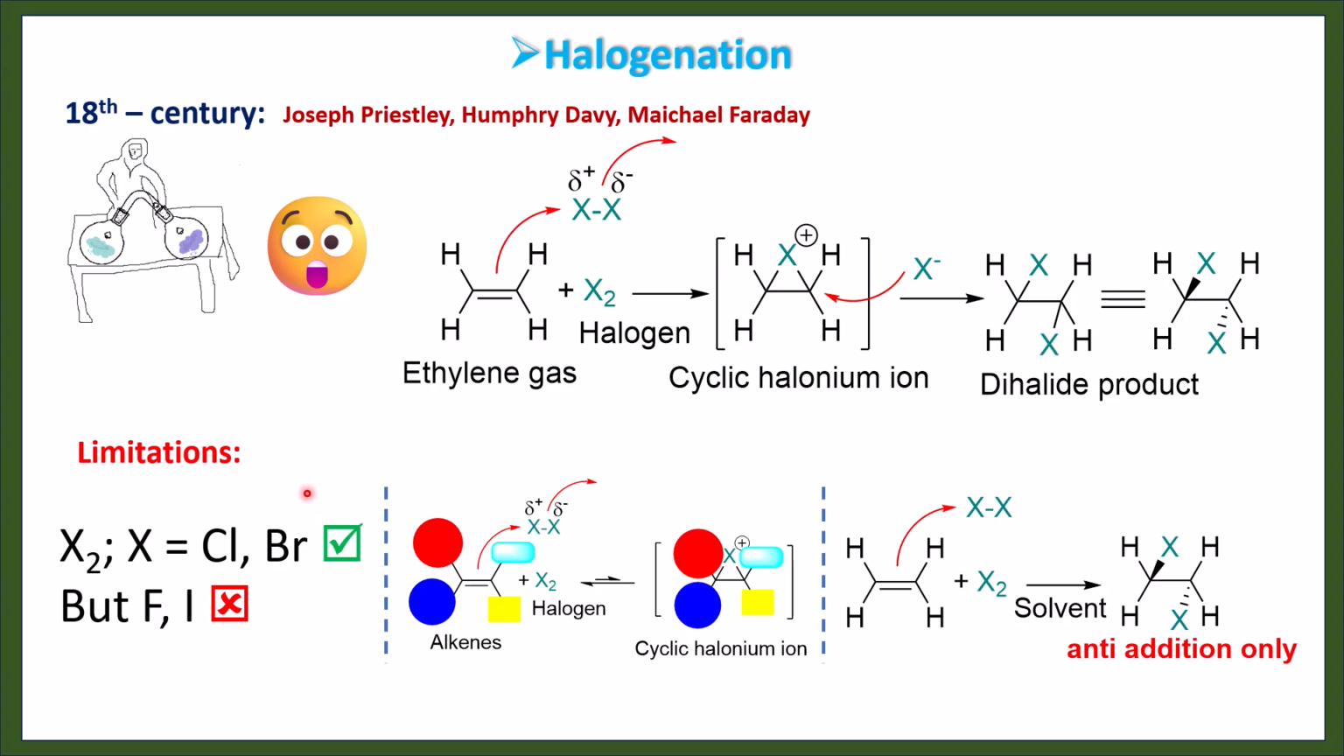Now, a limitation of this halogenation reaction is that it happens efficiently when the halogen is chlorine or bromine, whereas for iodine the reaction is slow, and chlorine reacts violently, so it is difficult to control the reaction. Even if the alkene is larger in size, meaning there is bulky substitution, the halonium ion formation is very slow, and also this gives only the anti-addition product. So these are the limitations of these reactions.